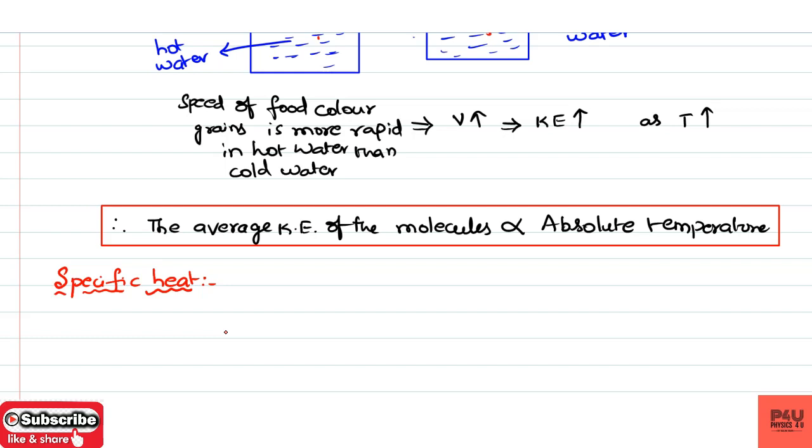Based on that specific heat value, we can calculate how much quantity of heat must be given to a particular substance to get it heated. Suppose you want to heat water, how much heat energy do you have to give? You want to heat some metal, how much heat energy should you give? Without knowing the specific heat value, we cannot say how much heat is required for heating the material. So for this we have the concept of specific heat.